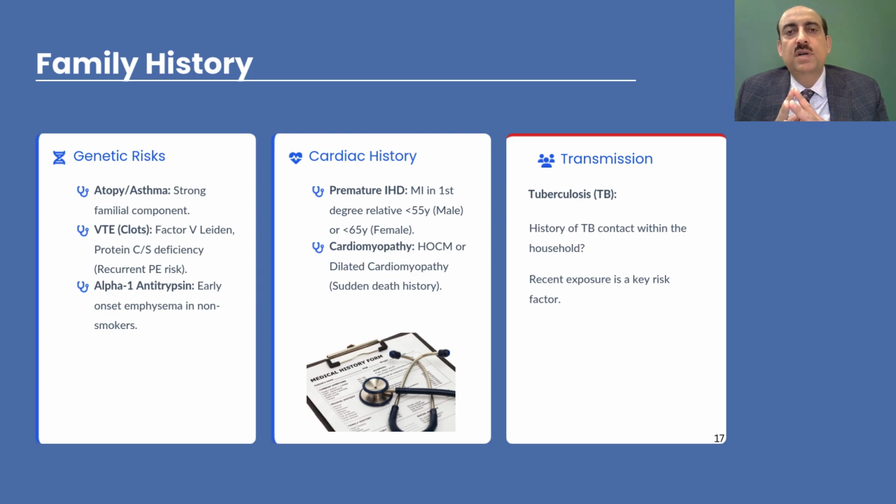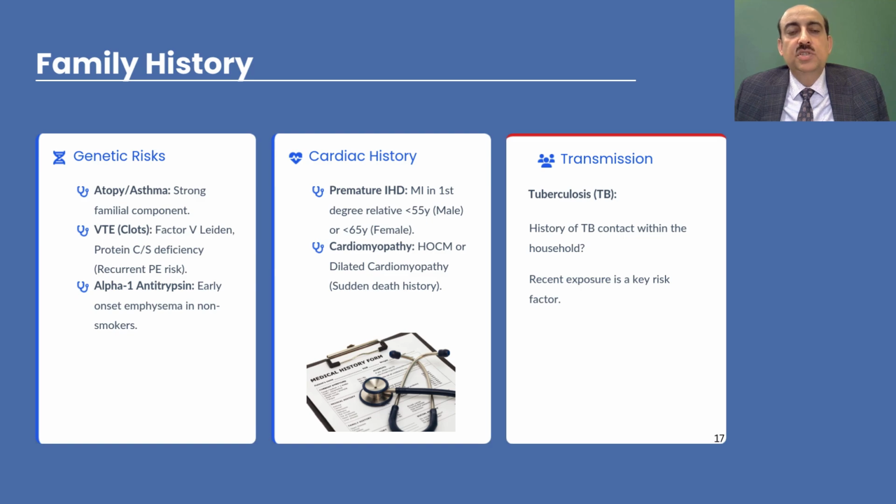Also, history of venous thromboembolism in patients who do not seem to have any obvious risk factors. Think of factor V Leiden, protein C and S deficiency, which can have familial tendencies as well. Young patients coming in with history, symptoms or radiological findings of emphysema without any smoking history should alert to alpha-1 antitrypsin deficiency, which can run in families. Also, cardiac history in families, premature deaths at young age, and sudden unexplained deaths in young people, history of cardiomyopathies, hypertrophic obstructive cardiomyopathy, etc.